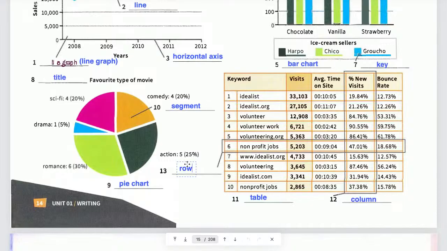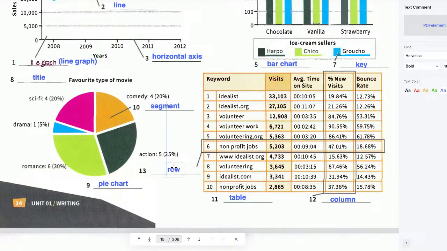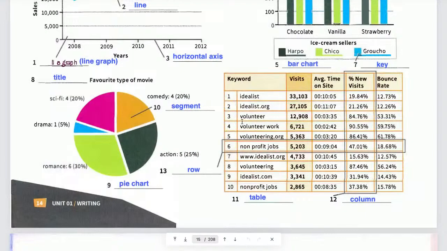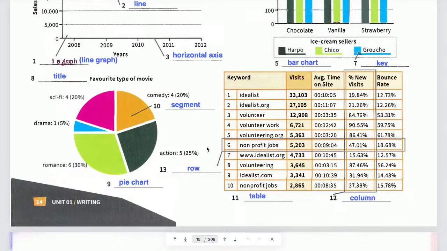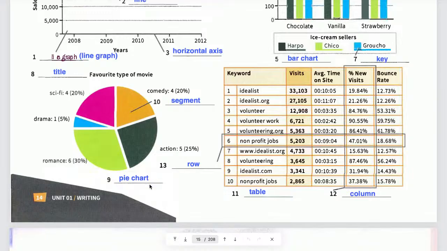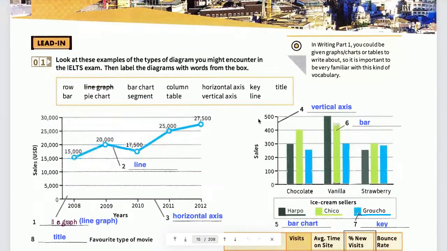All right. So we need to try to memorize all of these particular ways of calling these things. Okay, we have line graph, line, horizontal axis, vertical axis, bar chart, key, segment, row, and pie chart, table, column, all the things there. Okay, so those are the particular ways of calling those things or those points.